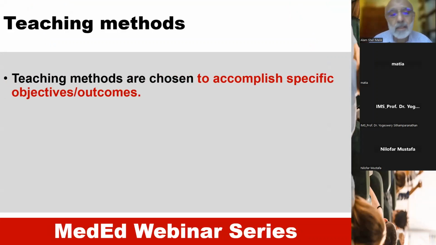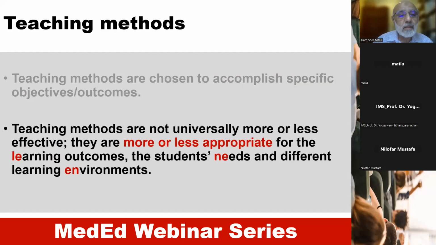Now, here is an important concept which I want to describe here. Teaching methods are chosen to accomplish specific objectives and outcomes. So this means that the teaching method should match with the learning outcomes which we want to achieve. And to explain this statement, teaching methods are not universally more or less effective. They are more or less appropriate for the learning outcomes, the students' needs, and the different learning environment.